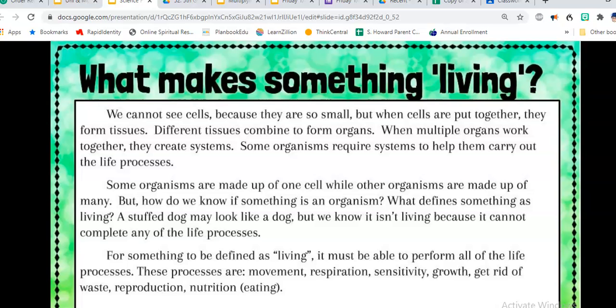Sensitivity. So we are sensitive to the things that are going on around us. In that video, they showed the sleeping man getting water poured on him, and he was sensitive to what was going on and he responded to it. Another process is growth. Another is getting rid of waste. And then, of course, everything has to reproduce in order for their species not to become extinct. And then nutrition. We have to take in food or take in some sort of energy to keep all of our cells functioning.